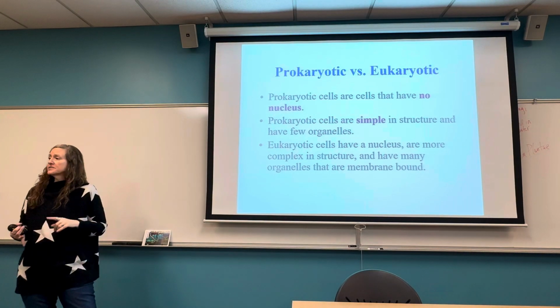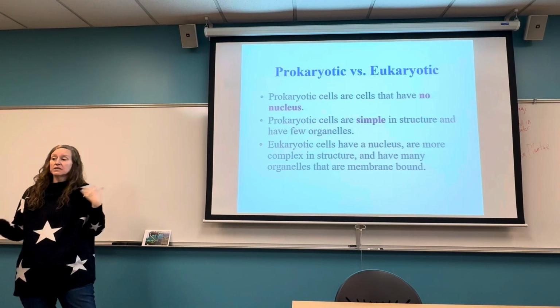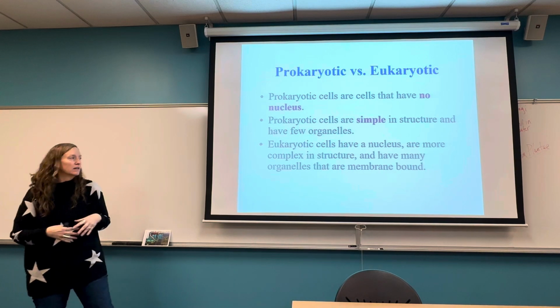Eukaryotic cells have a nucleus. They have membrane-bound organelles, which allows their organelles to filter what comes in and out of the organelles. So there's a lot more control in that kind of cell, a lot more complex.